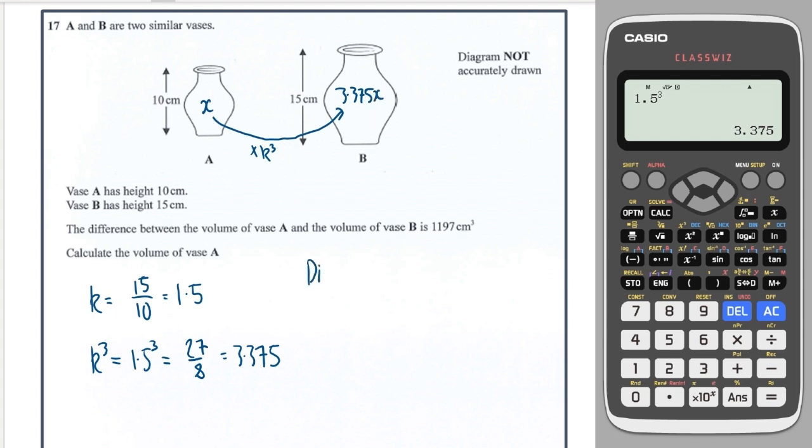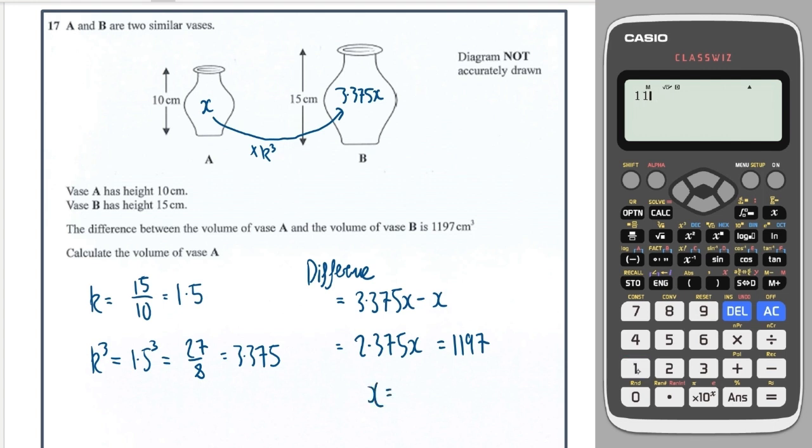Now the difference between the two volumes will be one of them minus the other, or the larger one minus the smaller one. So if I have 3.375x minus 1x, that's 2.375x. And we also know that that is equal to 1197, because we're told that's what the difference is. So to find x, I will just need to take 1197 and divide it by 2.375, which gives me 504.